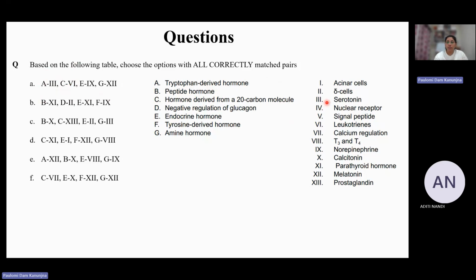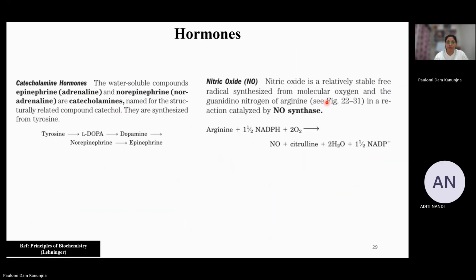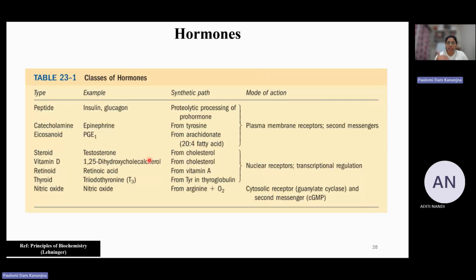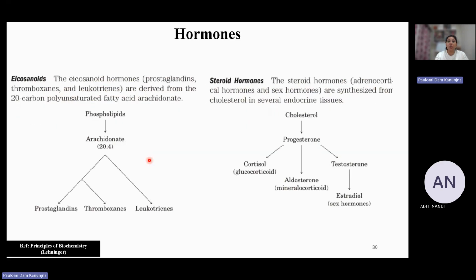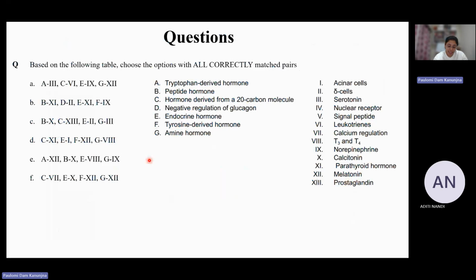If you go back on these slides, you will find several other examples which I haven't discussed. So this question is a way for you to look into the names of different kinds of hormones. So tryptophan derived hormone is serotonin, so A3 is correct. C is to 6. C is a hormone derived from a 20 carbon molecule. The name of this hormone is leukotriene, and this says sixth, which is leukotriene.